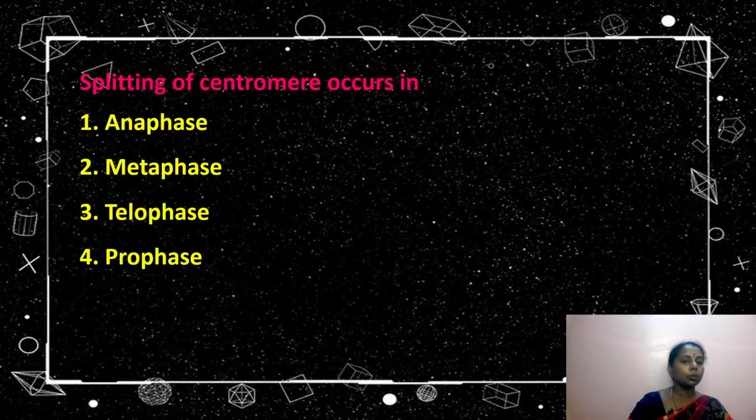Splitting of centromere occurs in, is it anaphase, or metaphase, or telophase, or prophase? Arvind Shah, are you in 11th standard or 12th standard? You are doing good. All answers were correct. Excellent. Splitting of centromere occurs. Yes, Jeevan. Excellent. You are rocking, Jeevan. Super. Yes, it is anaphase. Very correct. Arvind Shah, it is correct. Vaishnavi and Tarunika also answered very correctly.